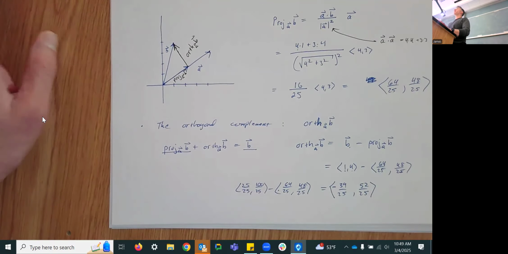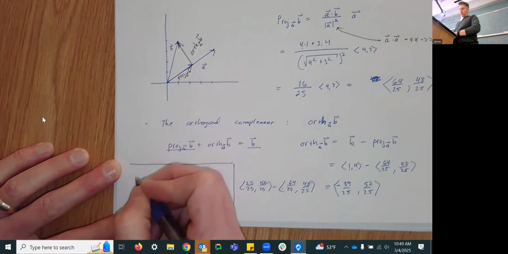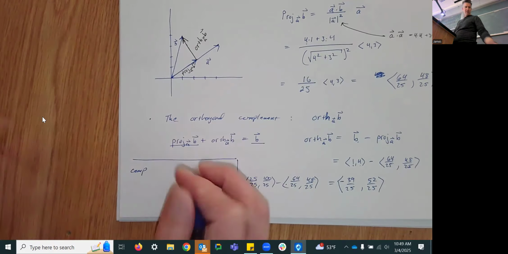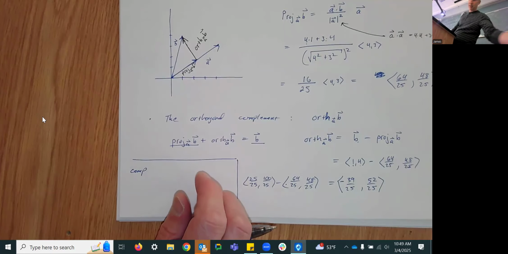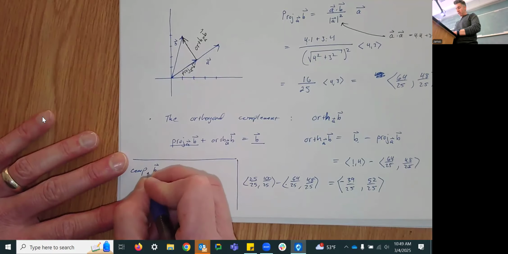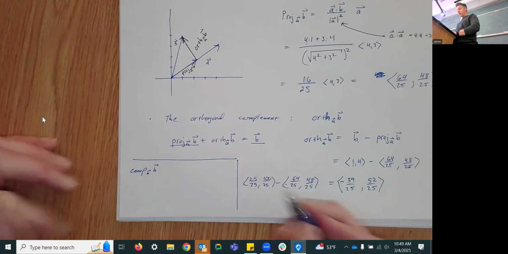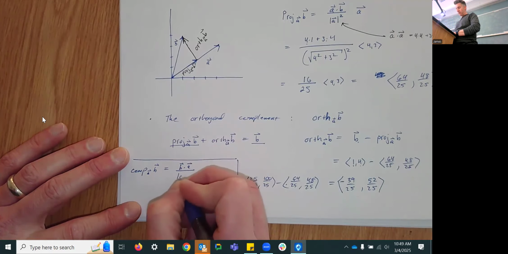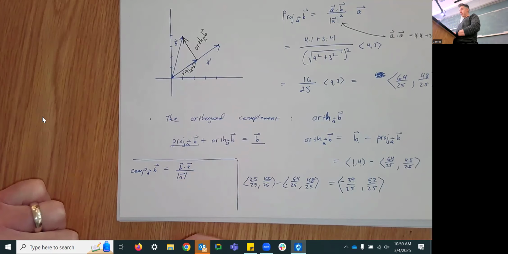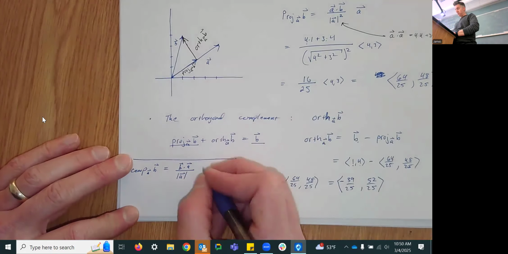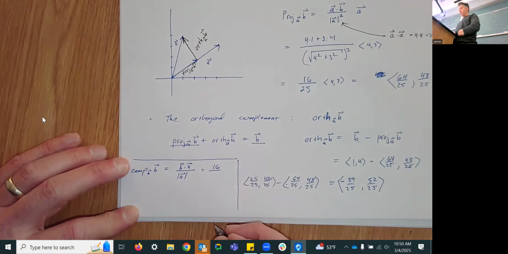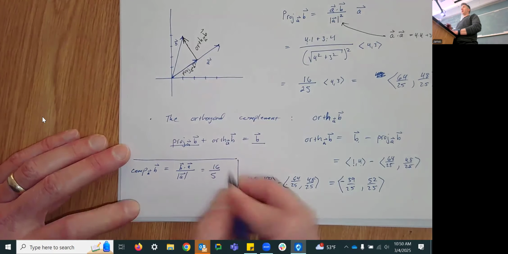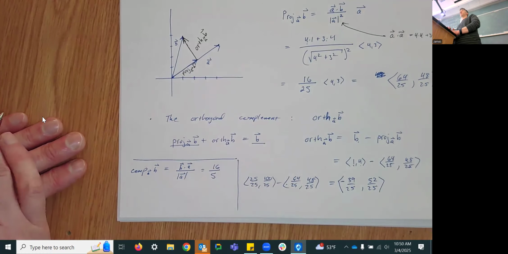Other questions? Yeah. Fair question. What is the component? Component's the right word. I never remember the right word for that. The component of B onto A is the magnitude of the projection. Let's just calculate it as B dot A divided by the magnitude of A. So B dot A again is 16, and the magnitude of A was 5. So that's your component of B onto A. That's the length of your projection vector.